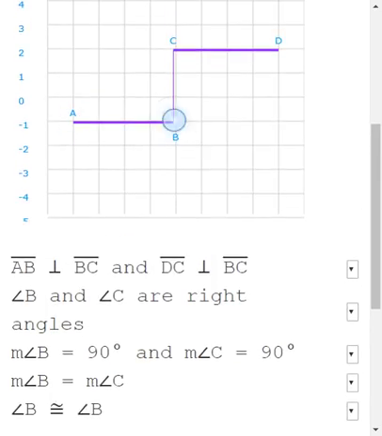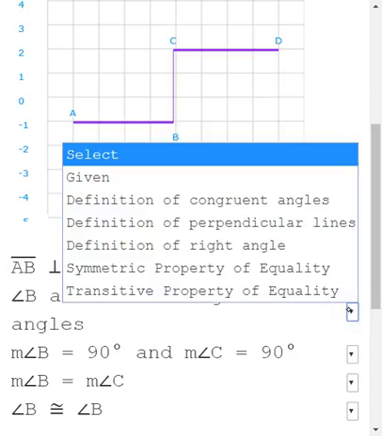Next step, B and C are right angles. If these lines are perpendicular and these lines are perpendicular, then these two must both be right angles. Which of these statements says that if I have perpendicular lines, the angles at where the lines intersect must be right angles? Think about that.